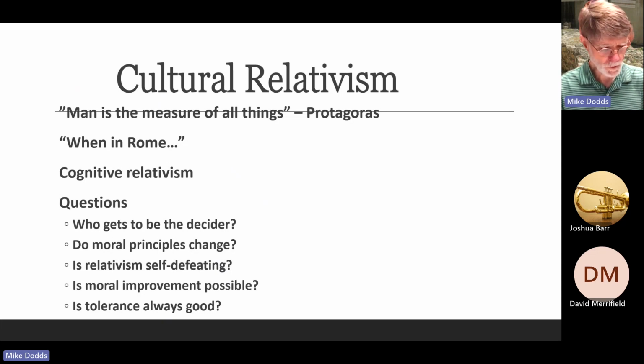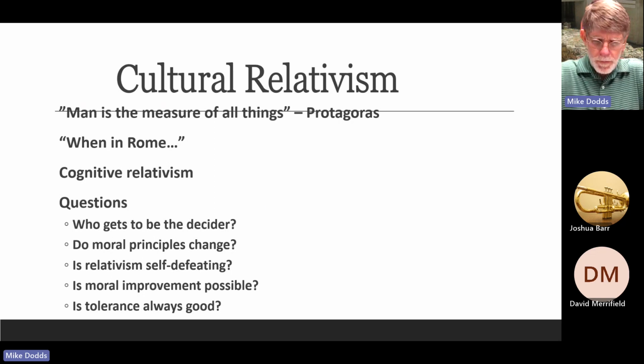Moral relativism, cultural relativism. Is moral improvement possible? We're struggling with CRT and white privilege, and it seems that some of those who espouse critical race theory say there's no way for white people to change. That's just the way you are. That's the way you're always going to be. It's a cultural relativism in one sense. Is tolerance always good, meaning tolerating that culture?